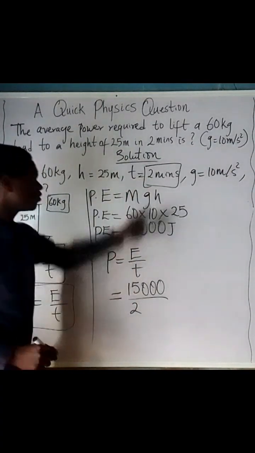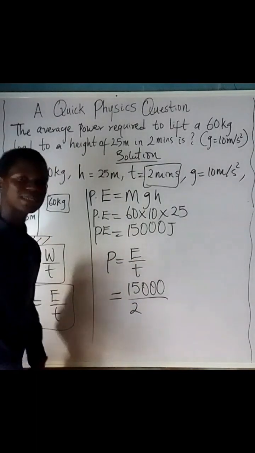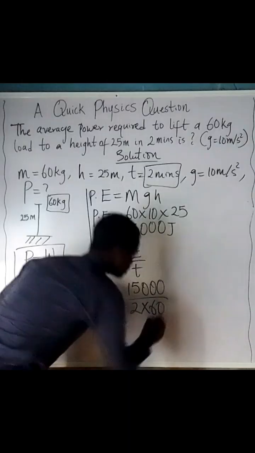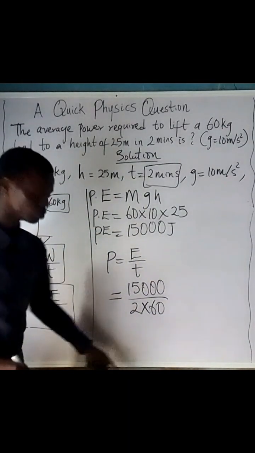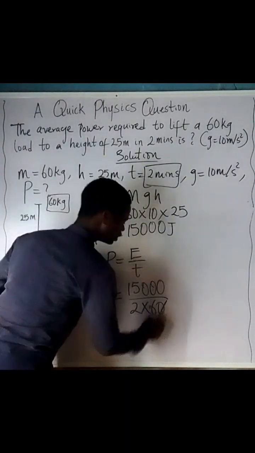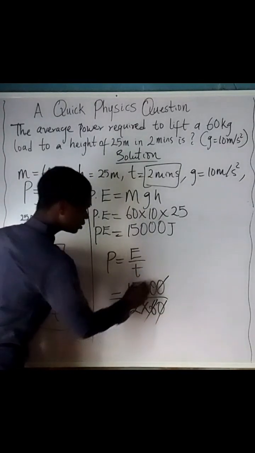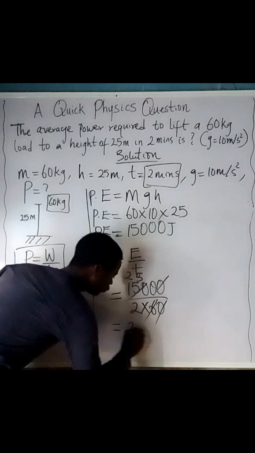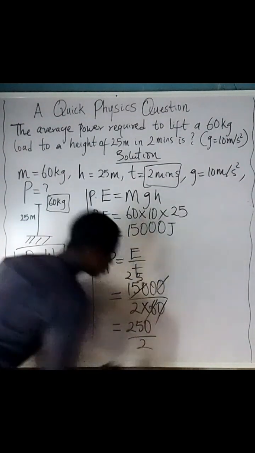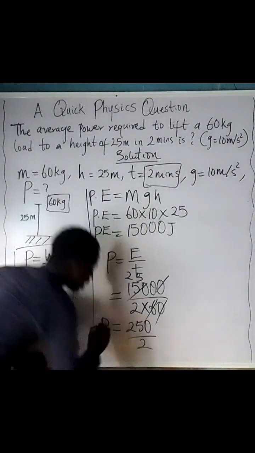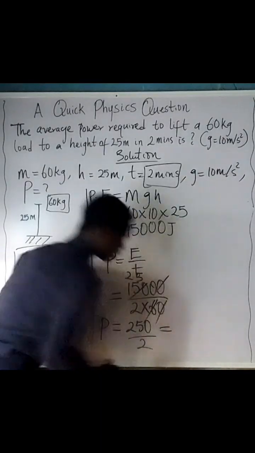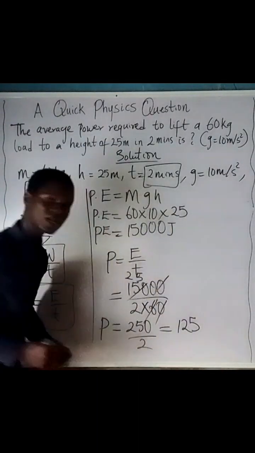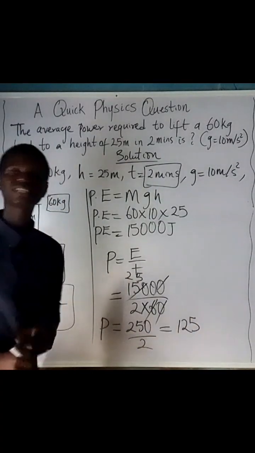How do we do that? From minutes to seconds, you multiply by 60. So whatever is the value, you will say times 60. From here, let's see what will happen. This will cancel this, and this in this will give you 25. So you now have 250 over 2. Mind you, we are still finding our power. So from here, 250 divided by 2 will give you 125. And that is the answer to the question.